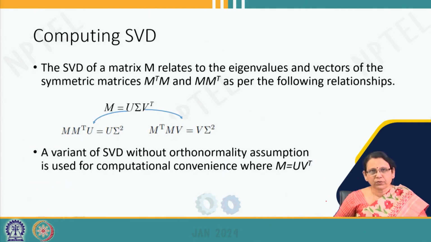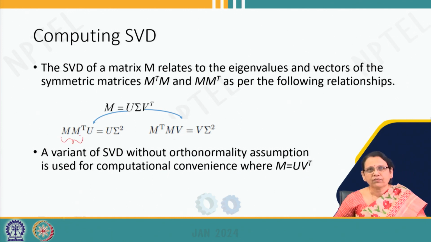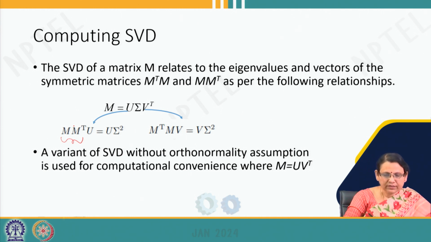Now, how do we compute SVD? This SVD is again closely related to the eigenvalues and eigenvectors of M M transpose and M transpose M. The same thing we saw in case of PCA as well. So, this is again connected to the concept of covariance matrix. When we talk about covariance, M transpose M was the covariance matrix.